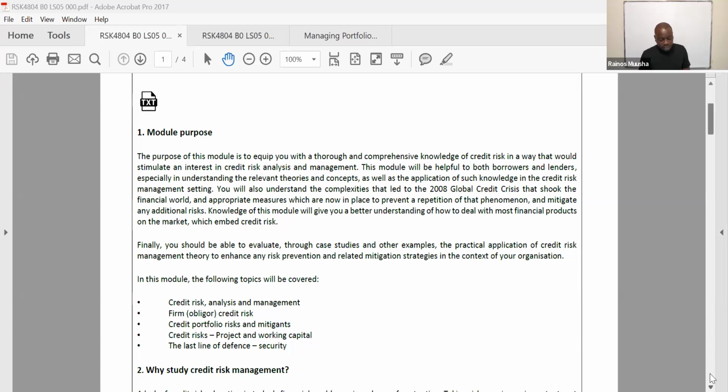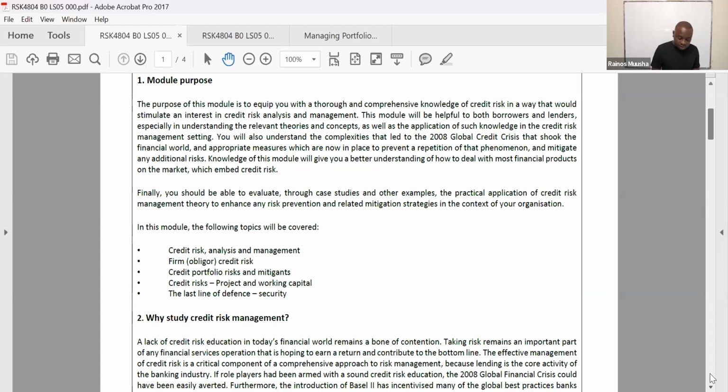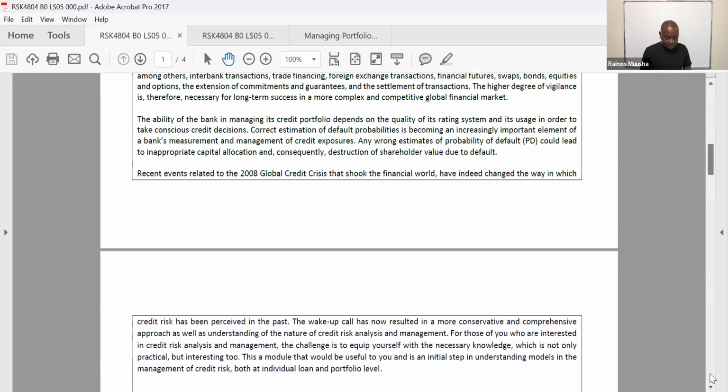So here they say, finally, you should be able to evaluate through case studies and other examples the practical application of credit risk management theory to enhance any risk prevention and related mitigation strategies in the context of your organization. So in this module, the following topics will be covered: credit risk analysis and management, firm or obligor credit risk, credit portfolio risks and mitigants, credit risk when you look at project and working capital, and the last line of defense, which is security, which is going to be the last section there.